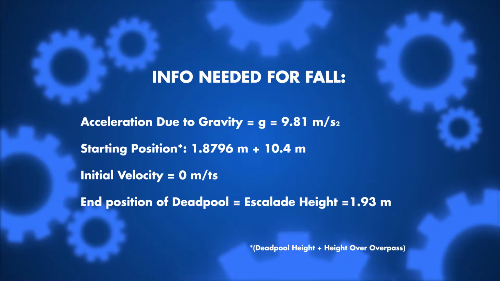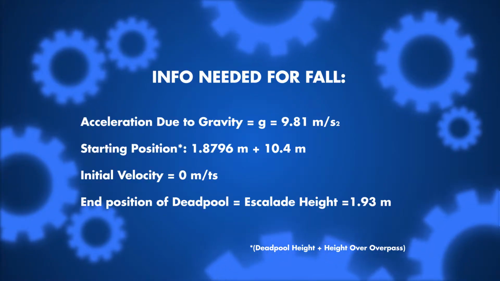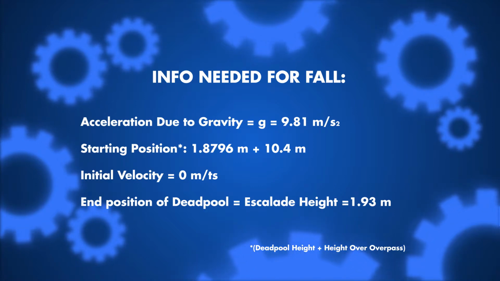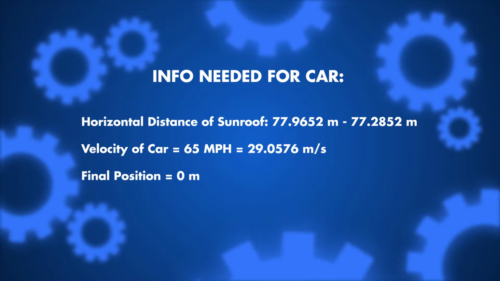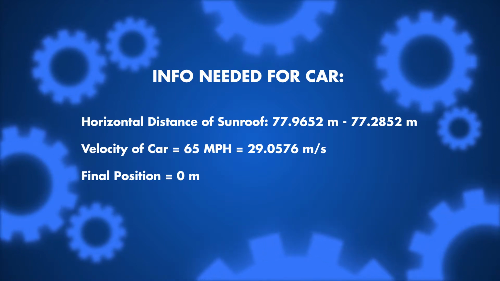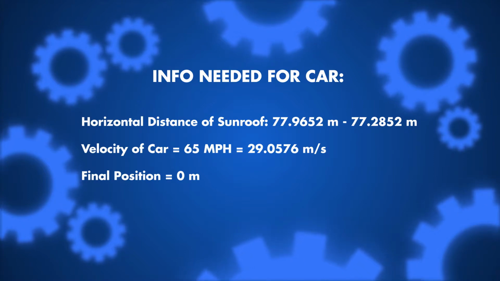The information we'll need to solve for Deadpool's fall is this: the acceleration due to gravity, Deadpool's starting position, his initial velocity, which will be 0 in the laws of free fall, and the end position, which will be the top of the car's sunroof. Then for the car, we need the distance the car's sunroof will be from Deadpool horizontally, the initial speed, and the final position, which will be 0.